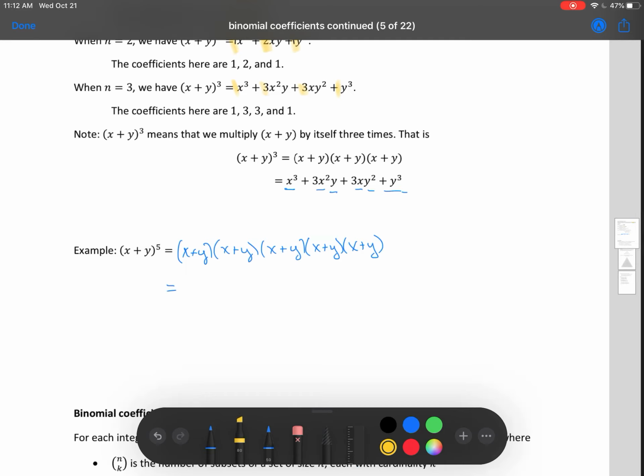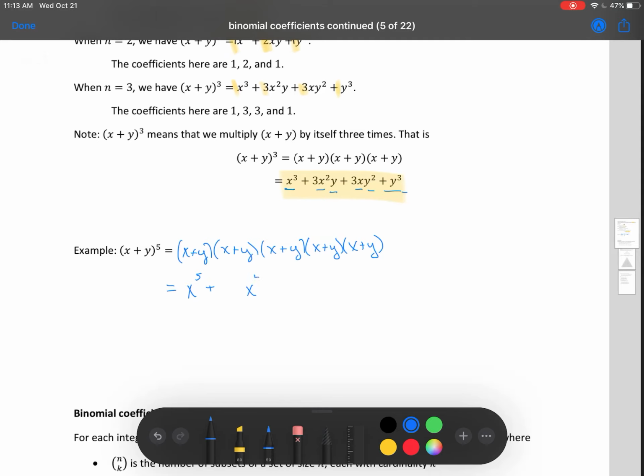But kind of basing it on the pattern of the decreasing exponents of x and increasing exponents of y that we just talked about, we know that this is going to start with an x to the 5th term, and we know that because the n value is 5 up here, right? So we know that there's going to be 5 x's.